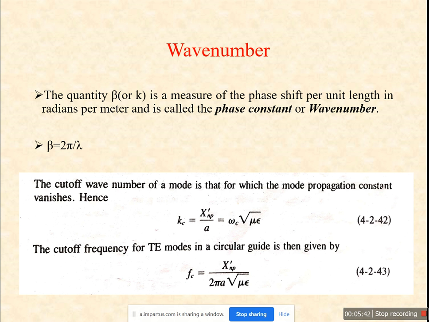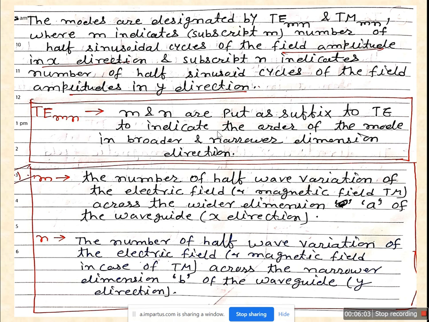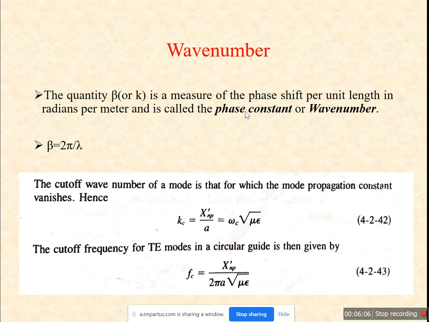The cutoff wave number of the mode is the one at which the mode propagation constant vanishes. This is the circular waveguide case. So the 1A question is completed here. You need to write the first slide portions, the representation of N and M, and this portion. This is complete and gives the 2 marks.